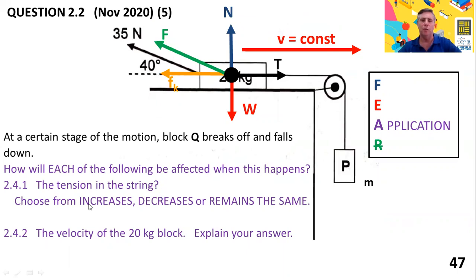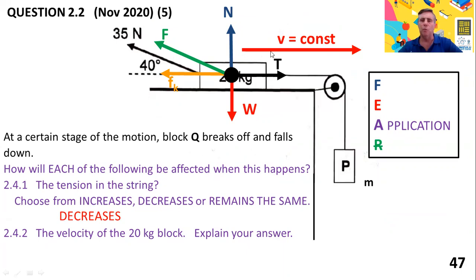1 mark, you just need to choose from increases, decreases, or remains the same. Now, obviously, if this is lighter, it's not pulling as hard on the string, so the tension in the string will decrease. Now, secondly, the velocity of the 20 kilogram block.